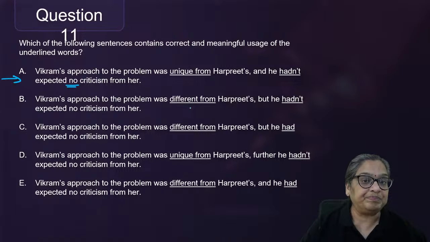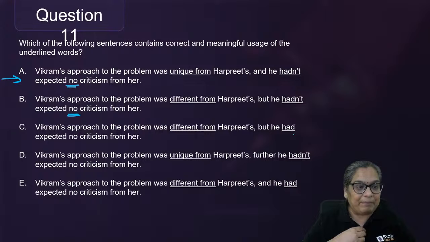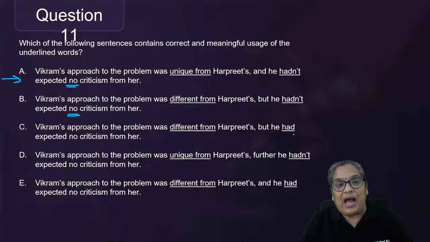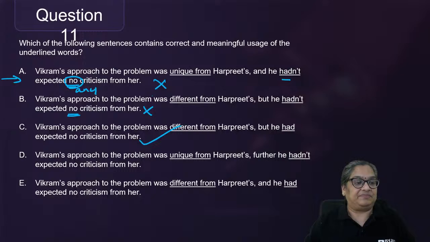All right. Vikram's approach to the problem was different from Harpreet's, but he hadn't expected no criticism. Different from, unique from. Which is better? Hadn't expected or had expected? "Hadn't expected no criticism" is a double negative. Will you say, I hadn't expected no criticism? I had expected no answer. Hadn't expected an answer. "He hadn't expected any criticism" is correct. "Hadn't expected no criticism" is a double negative, not correct. Therefore, "had expected no criticism." All right, "different from" is the correct expression, and "hadn't expected no" is a double negative, so therefore "had expected" becomes correct.